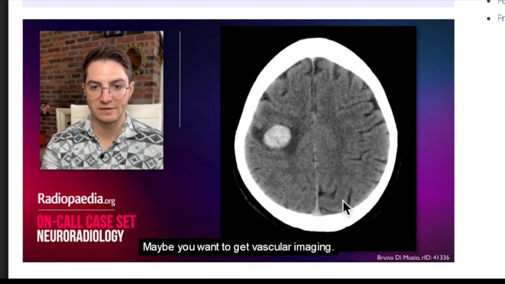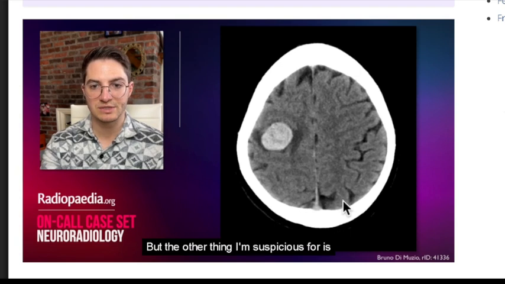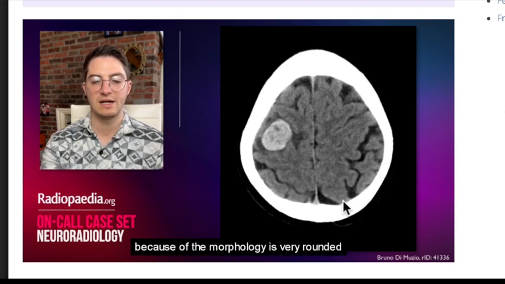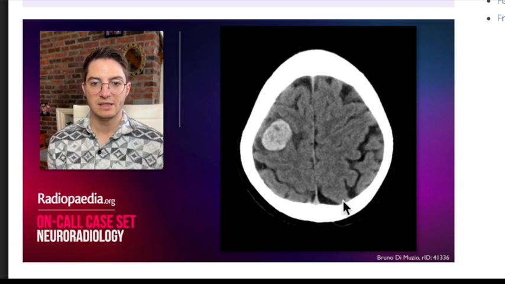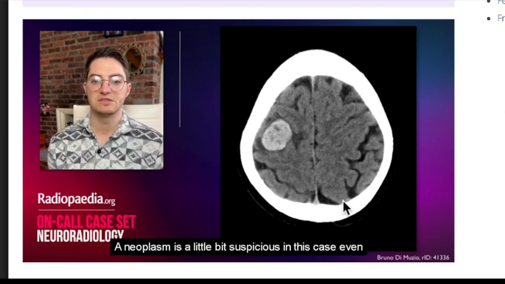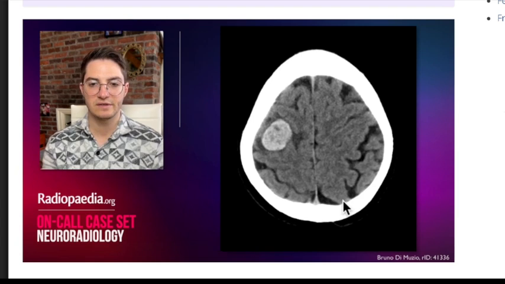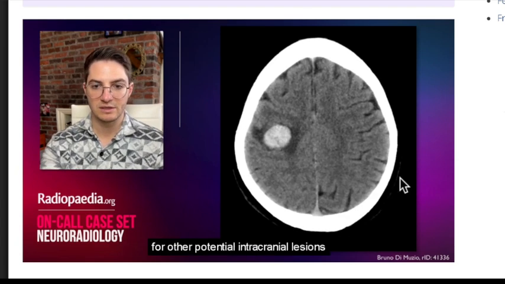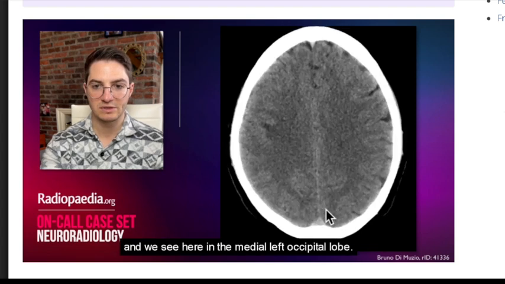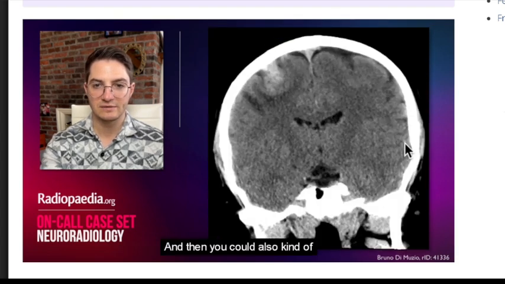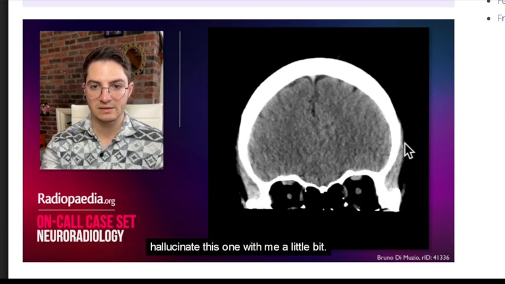Maybe you want to get vascular imaging. But the other thing I'm suspicious for is, because the morphology is very rounded and it's kind of superficial, almost near the gray-white matter junction, a neoplasm is a little bit suspicious in this case, even without a history of it. So I'm going to probably look around for other potential intracranial lesions. And we see here in the medial left occipital lobe, and then you can also kind of hallucinate this one with me a little bit.